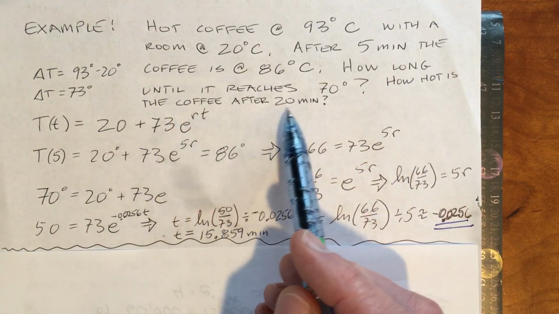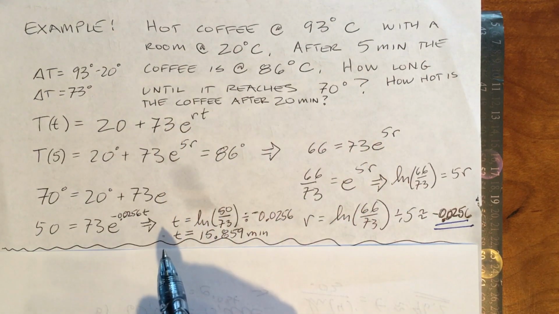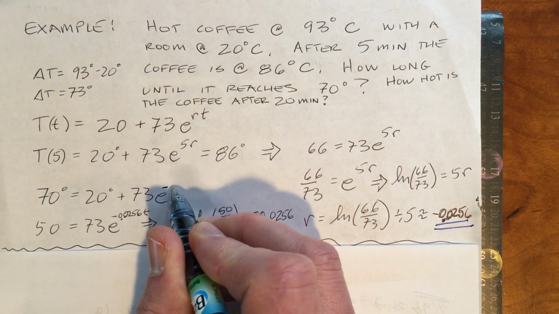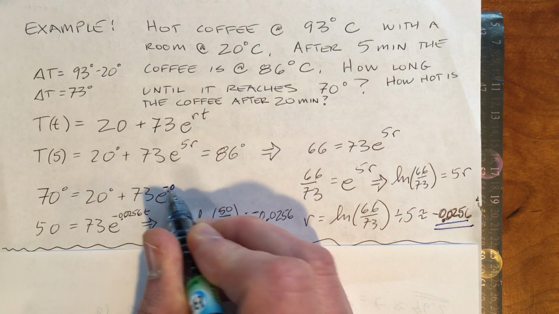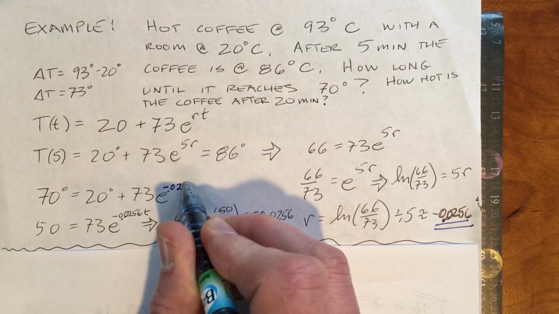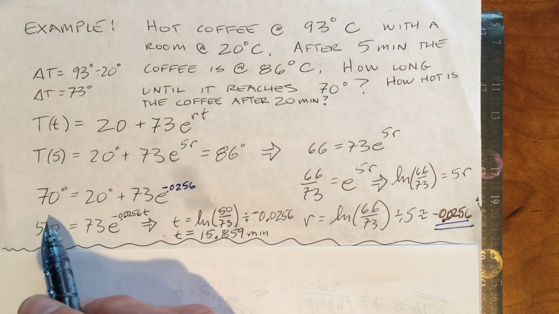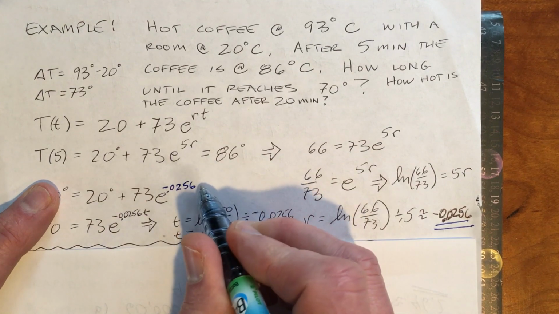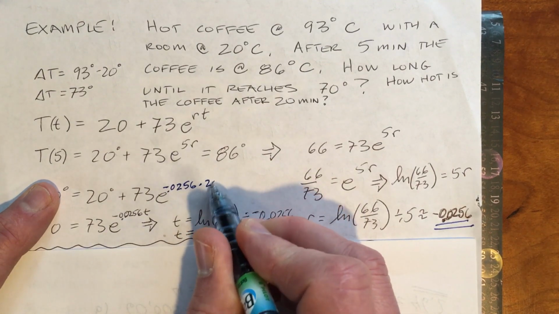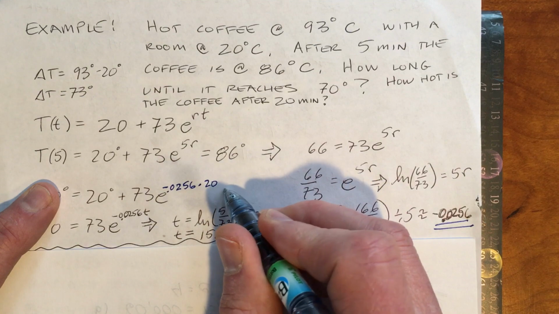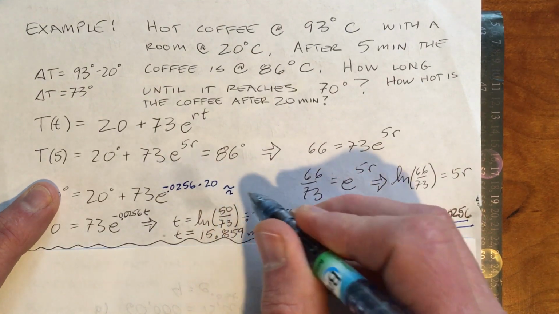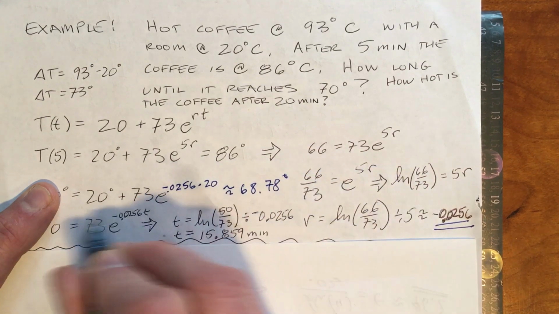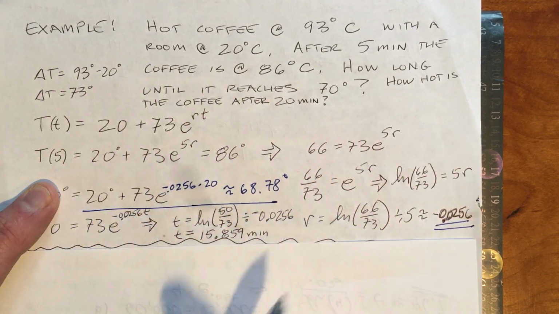How hot is the coffee after 20 minutes? Again, you're going to go to your equation. This is going to be your minus 0.0256, and what we're going to say is, since I don't know the temperature, I do this times 20, and then I work that all out. It turns out that's going to be very close to 68.78 degrees after 20 minutes. Okay, so know that equation.